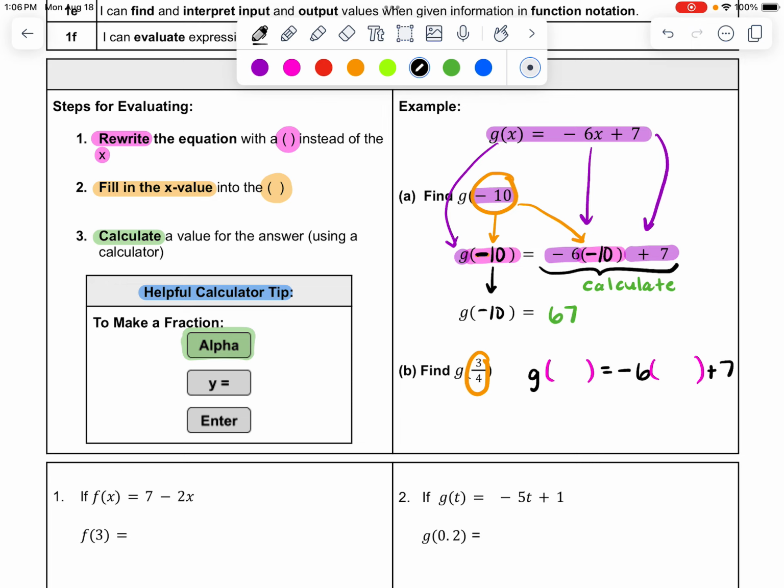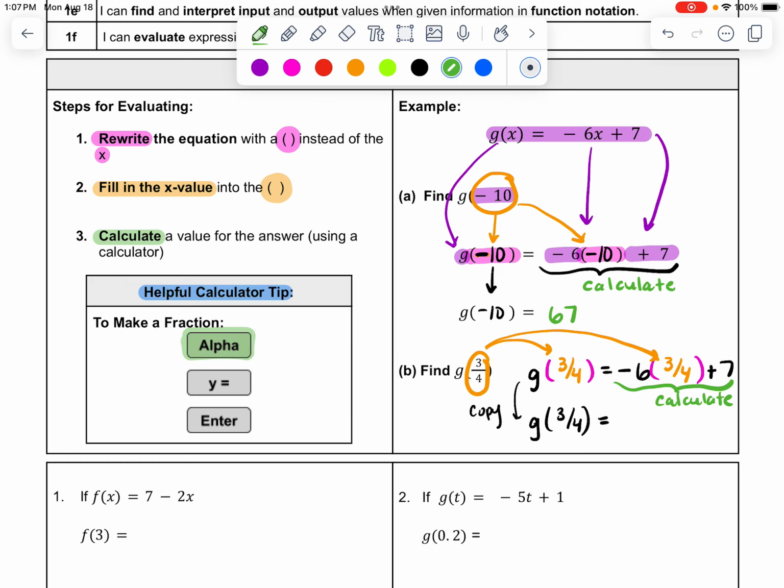Now I'm going to fill in my number. This is telling me to fill in 3/4 into both of these parentheses. So 3/4, 3/4. This is where that handy calculator tip is going to come in helpful. So the left side, we just copy down. On the right side, we're going to actually use our calculator and type this in. You're going to type in the whole thing all at once.